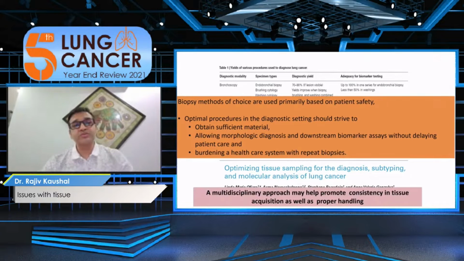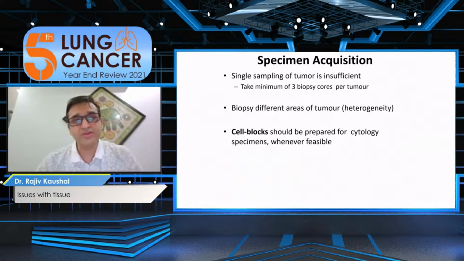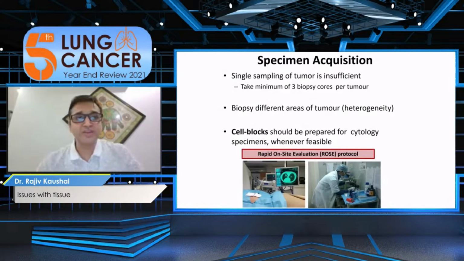We have to keep in mind that any repeat biopsy overburdens the healthcare system, wastes a lot of resources and causes delay in patient management. So, a few recommendations for acquisition of the samples. We have to ensure that a minimum of 3 cores per tumor should be provided.